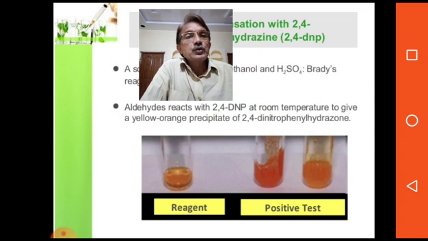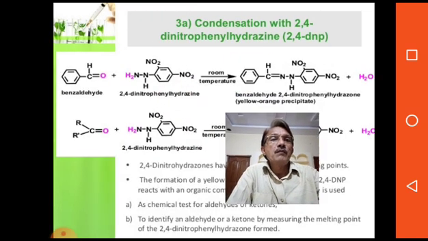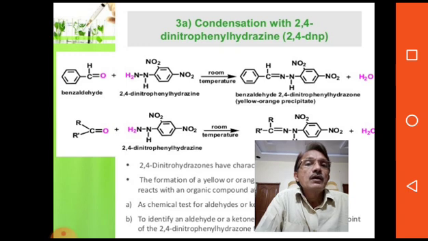Aldehydes react with 2,4-DNP at room temperature to give a yellow-orange precipitate of 2,4-dinitrophenylhydrazone. Look at the example. 2,4-dinitrophenylhydrazine, when it combines with benzaldehyde, gives benzaldehyde 2,4-dinitrophenylhydrazone.